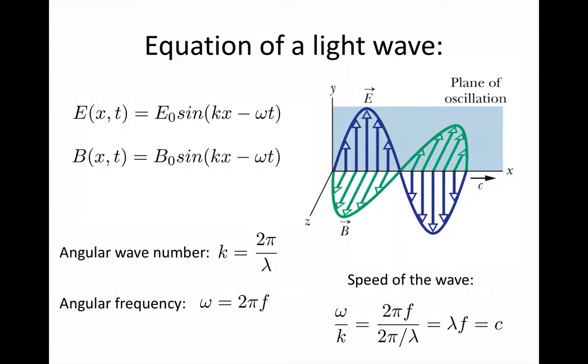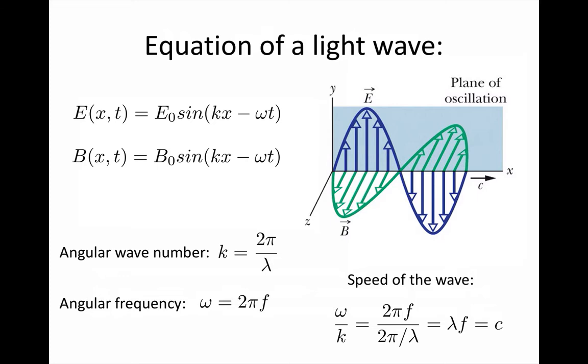So these are the equations we're going to use for the electric and magnetic field components of an electromagnetic wave. They're both sinusoidal waves, and you've seen waves of that form before. We use the same quantities you've seen previously. So k is the angular wave number, which is 2 pi over lambda, and omega is the angular frequency, which equals 2 pi times the frequency f.